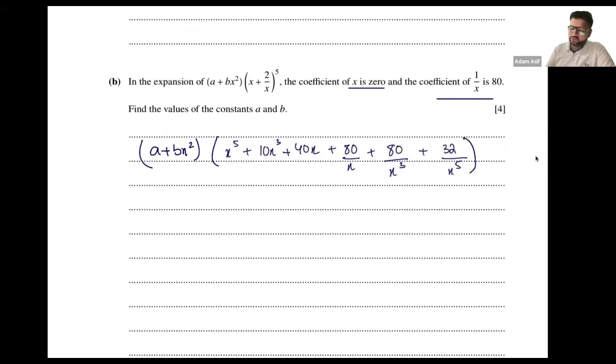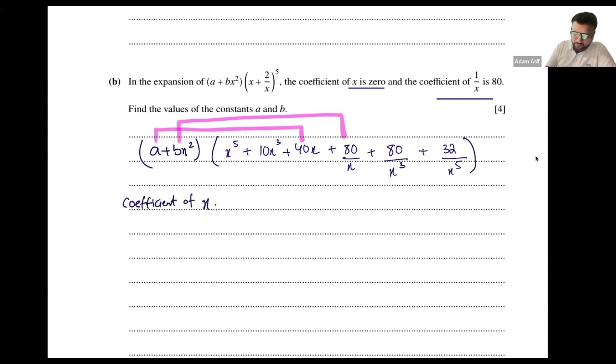Okay. Do you need to multiply all the terms? No. We need the coefficient of x. We know that the coefficient of x is 0. So we need the coefficient of x. We can get the coefficient of x by multiplying a with x and the bx squared term with 80 upon x cubed. Sorry, 80 upon x. Okay. So for the coefficient of x, we are going to multiply a with 40x plus bx squared with 80 upon x.